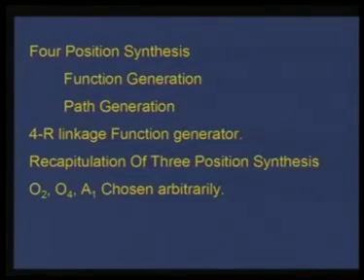For example, for the 4R linkage function generator, we chose O2 and O4, the 2 fixed hinges, arbitrarily, and also chose one of the moving hinges, the crank pin, at A1, and we determined B1 as the center of the circle passing through 3 inverted positions of A1, that is A1, A2 inverted and A3 inverted.